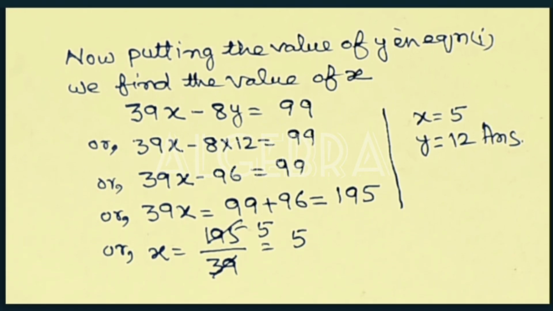39x - 8y = 99, or 39x - 8 × 12 = 99, or 39x - 96 = 99, or 39x = 99 + 96 = 195, or x = 195/39 = 5. So x = 5 and y = 12. Answer.